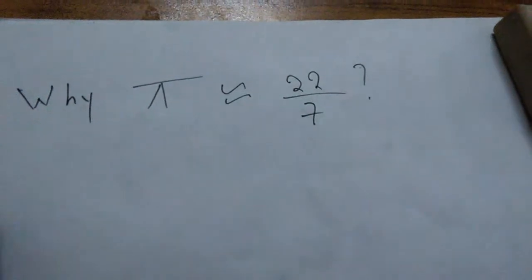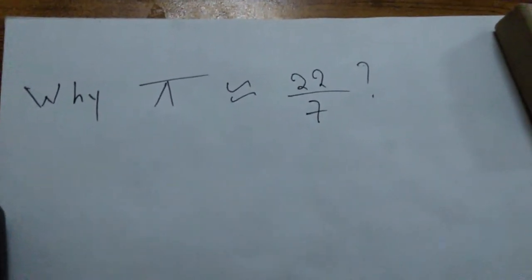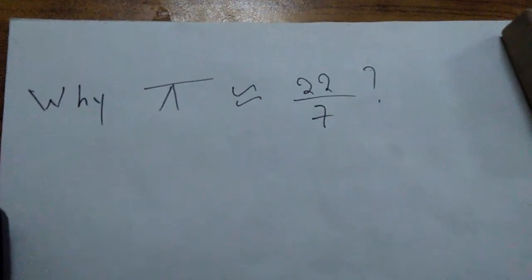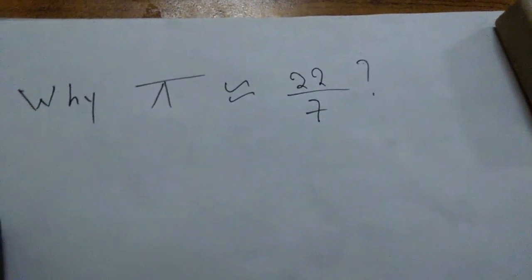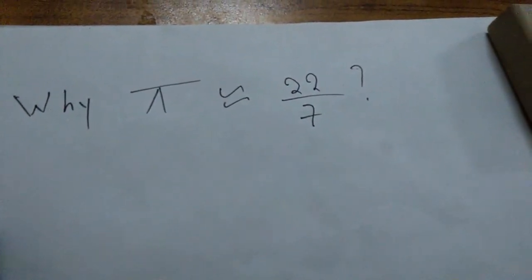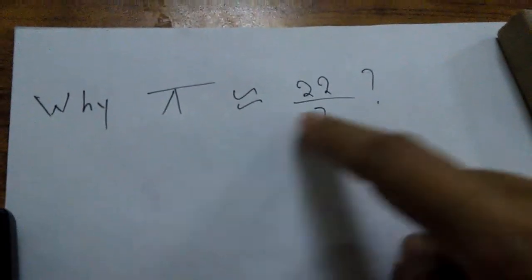And in today's video we are going to simply try to understand why pi is approximated to 22 upon 7. So for that purpose we should know the difference between rational and irrational numbers. So let's have a look over there and then we approach this discussion.